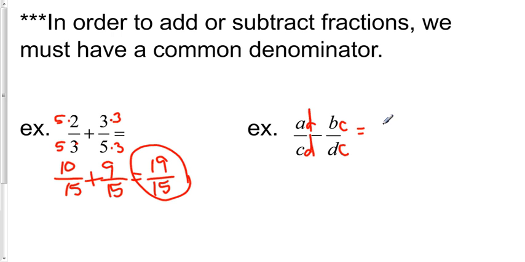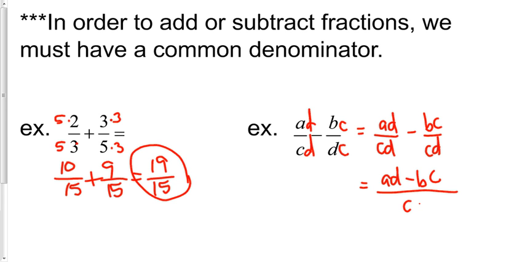So it looks like this, AD over CD minus, and then I'll just go BC over CD, just writing the letters the other way around here, putting them in alphabetical order. So then how do you write your answer? Well, the numerator is AD minus BC. We don't know what that is because we're working with variables. And the denominator, the common denominator, is CD. So this is how we want to leave our answer. AD minus BC all over the common denominator CD.